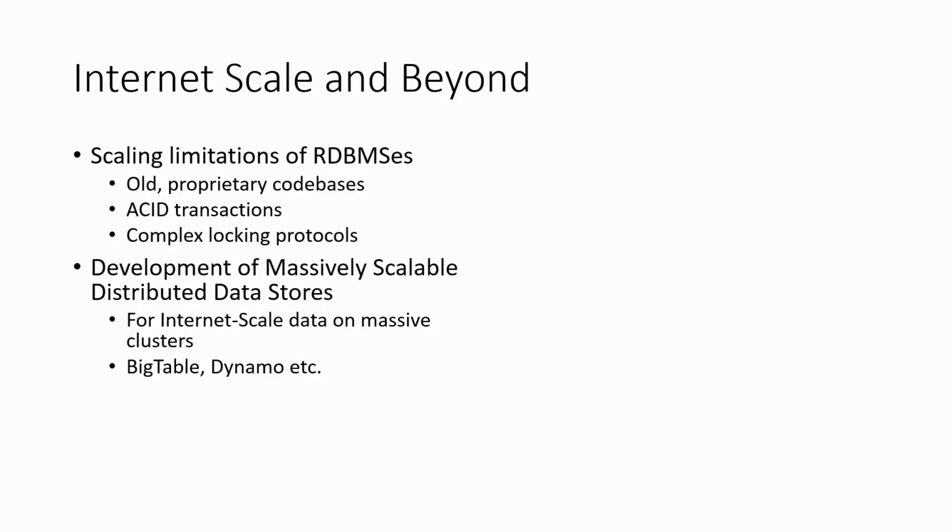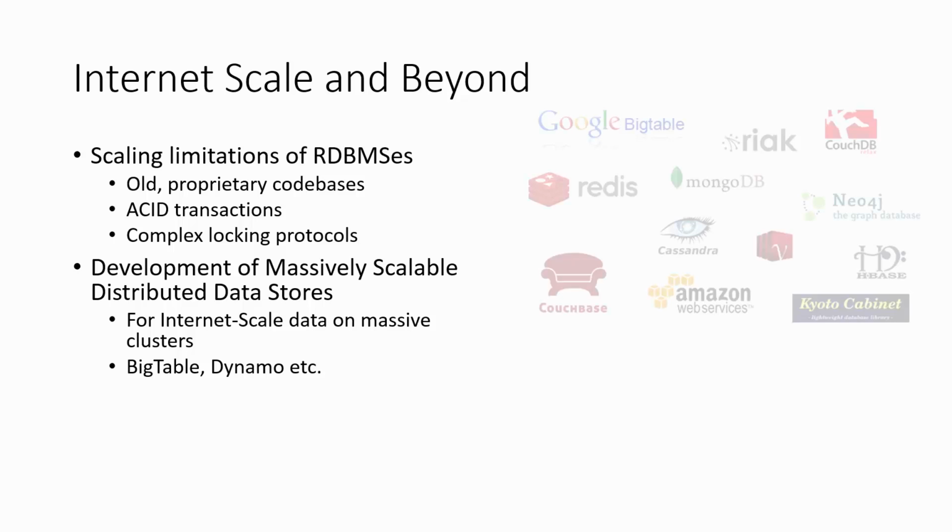A number of internet scale companies such as Google and Amazon developed massively scalable distributed data stores. By massive scale, we're talking about terabytes, petabytes of data running on clusters that have tens of thousands or even hundreds of thousands of servers. Systems include Bigtable and DynamoDB. These are some of the first massively scalable distributed data stores that were discussed in academic papers.